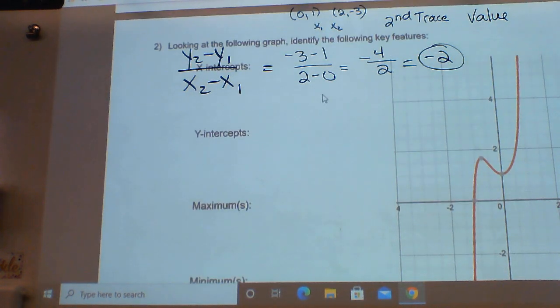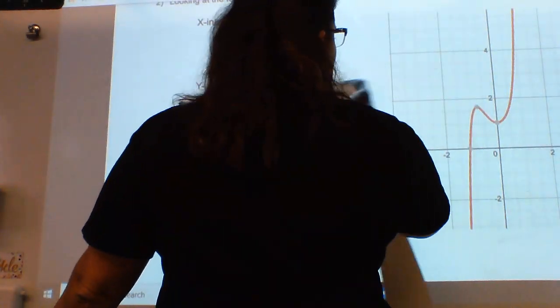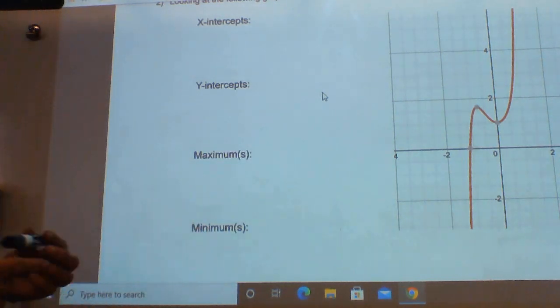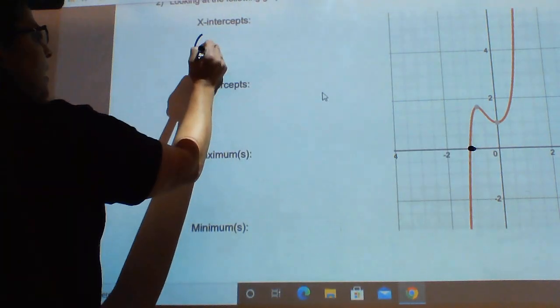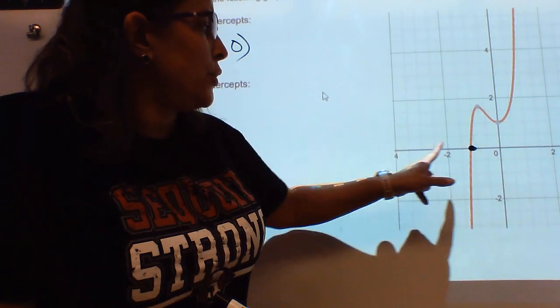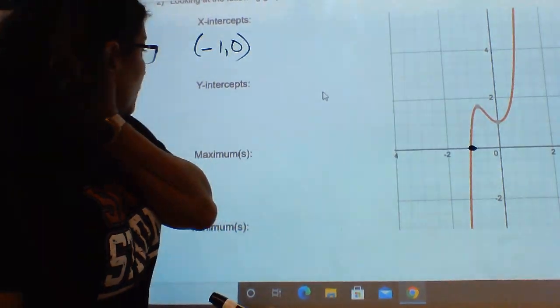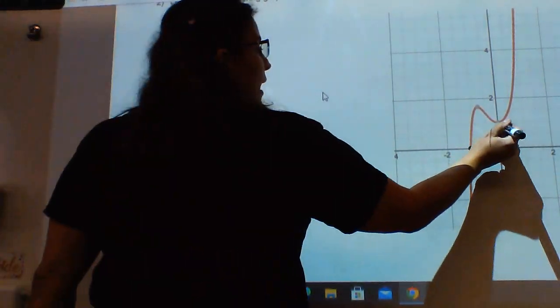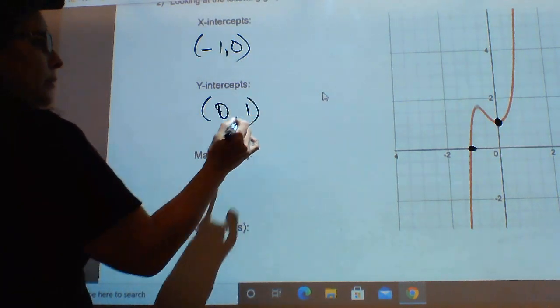Okay, let's take a look at our last problem here. This is just a graph that we're given, so let's look at our x-intercepts, and we have just one here, and that's at -1, 0. Notice that this is going by 2, so this would be -1, 2, 3, 4. My y-intercept is right here at 0, 1.